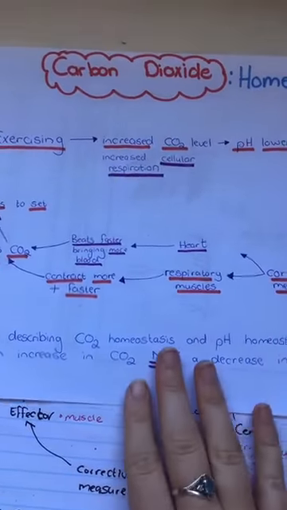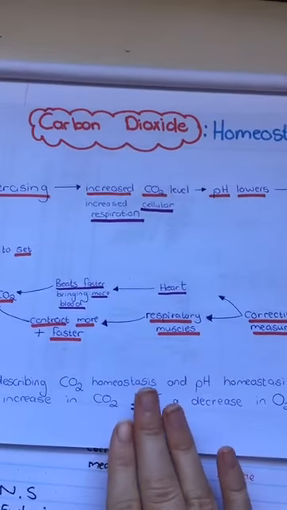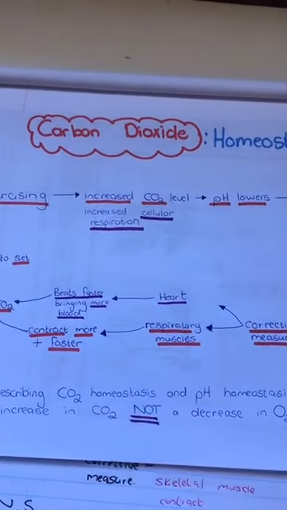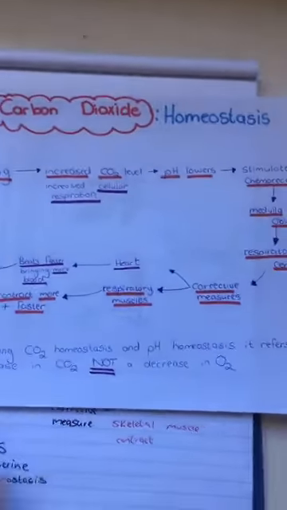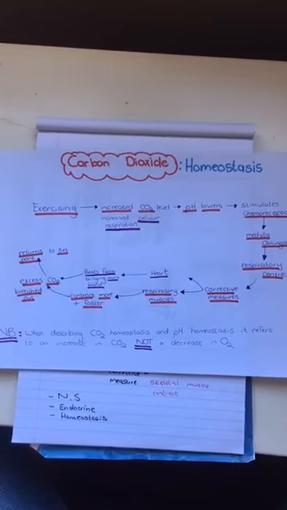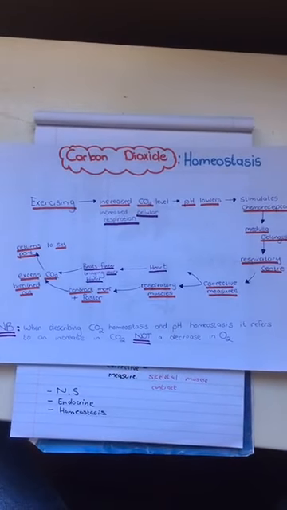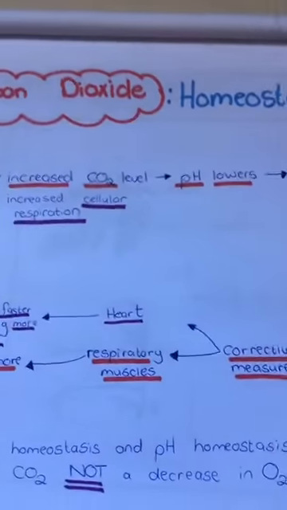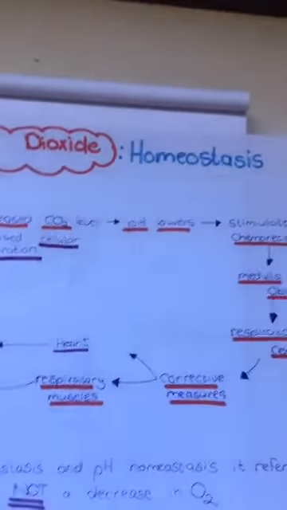Don't worry about it. So I really want you to know that there are no receptors in your body for oxygen. They're all carbon dioxide. I'm just going to go out a little bit further, so if you want to take a screenshot now, you can. Okay, right, so that's my homeostasis one for carbon dioxide.